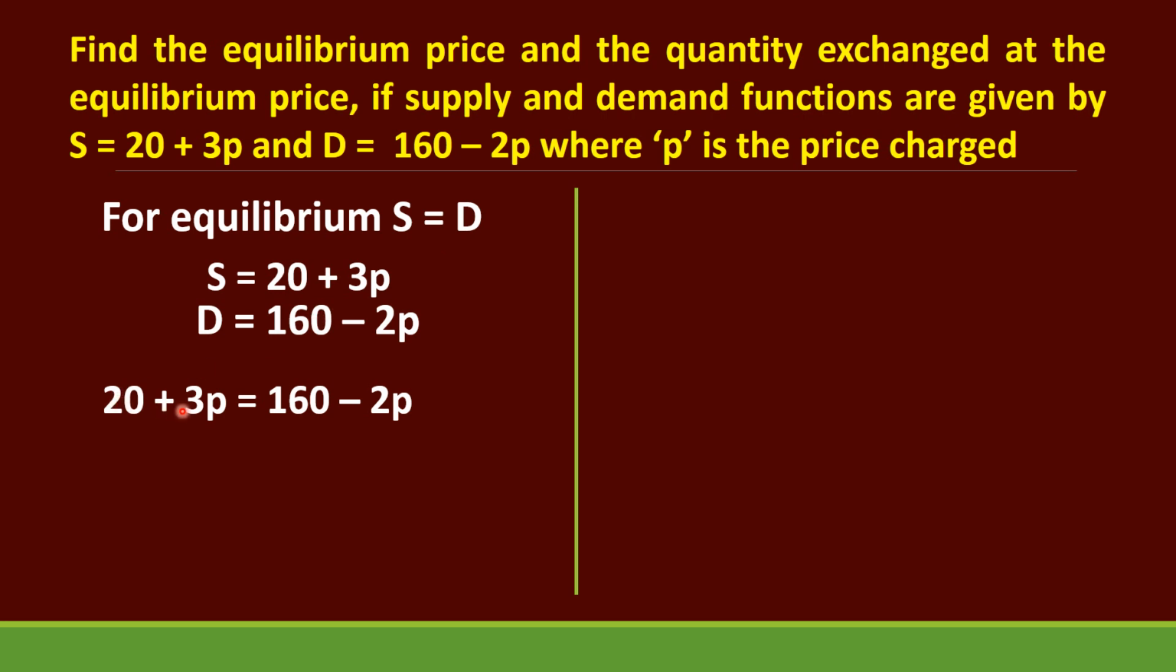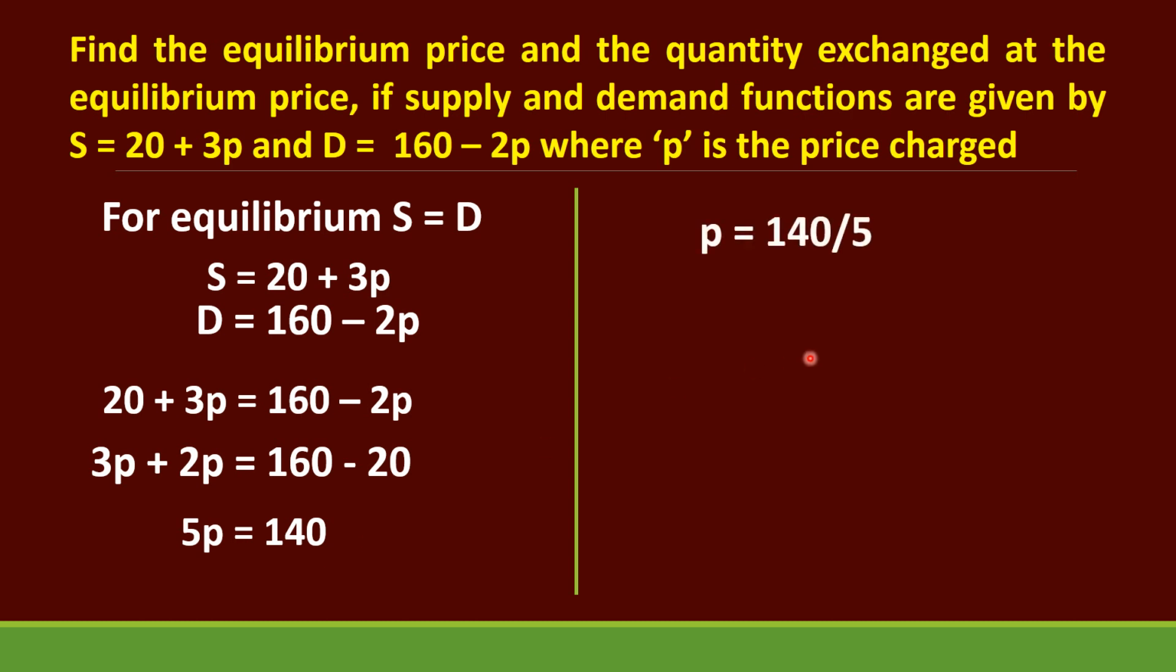20 plus 3p is equal to 160 minus 2p. This 2p can be taken to the left hand side to be added with 3p, and this 20 can be taken to the right hand side to be subtracted from 160. Then we get 5p is equal to 140. Thus the price can be obtained as 140 divided by 5, that is 28. So the equilibrium price is 28.